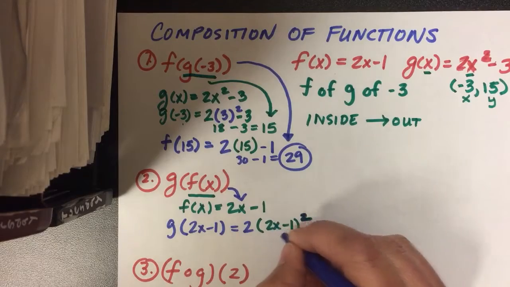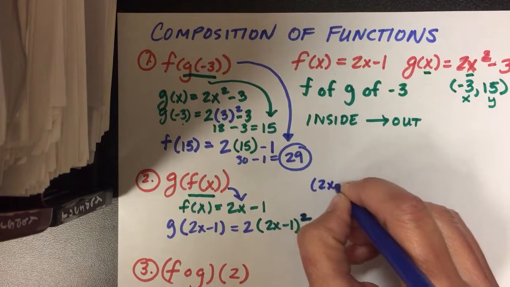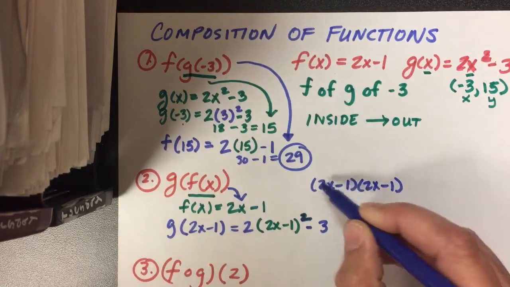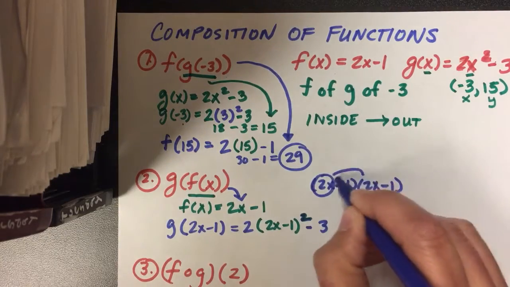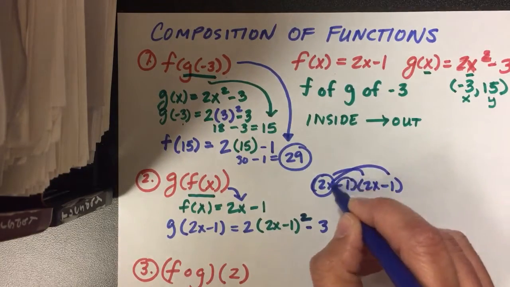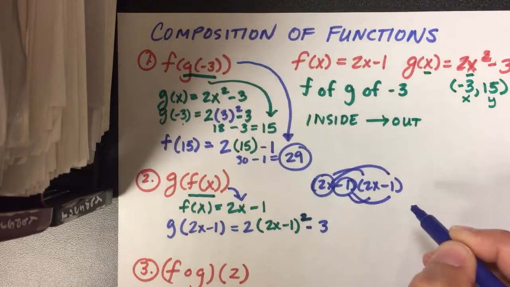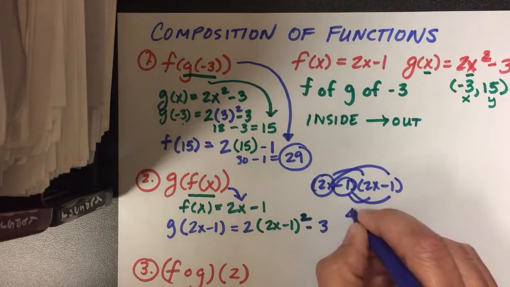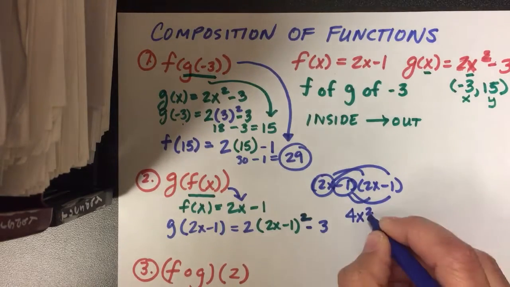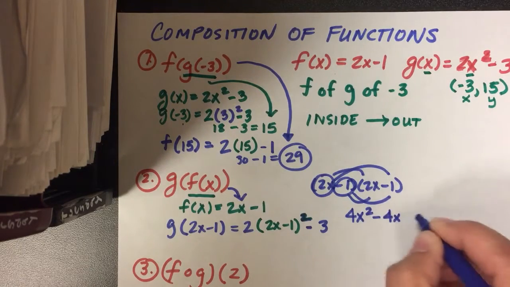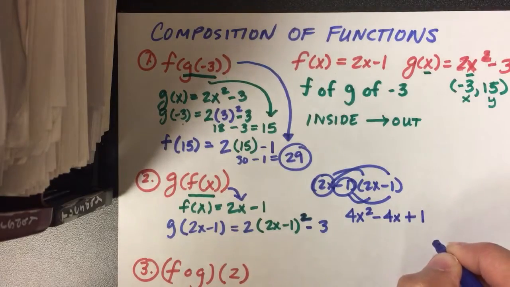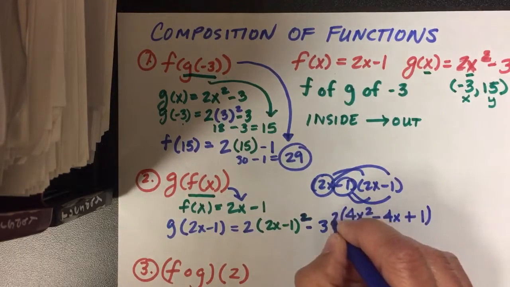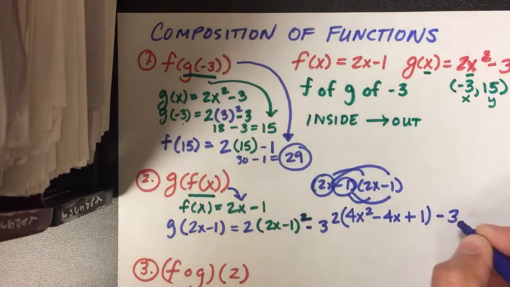So let's do order of operations. Let's do the 2x minus 1 first. I've got 2x minus 1 times 2x minus 1. Now you can do your distribution, this one times this one and this one times this one and this one. And then, just to save some time, you'll end up with 4x squared minus 4x plus 1. But remember, what do we still have attached to that? The 2 and minus 3.